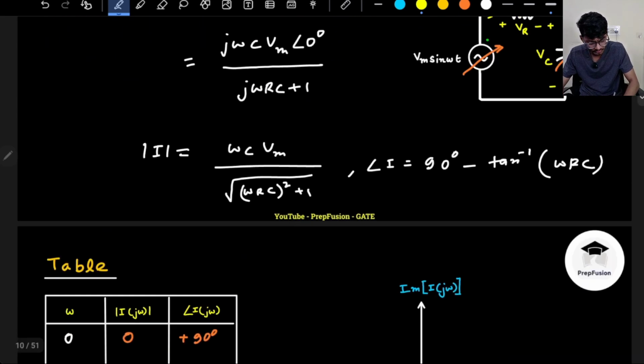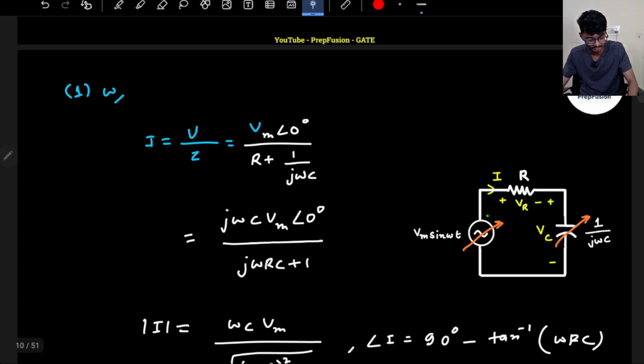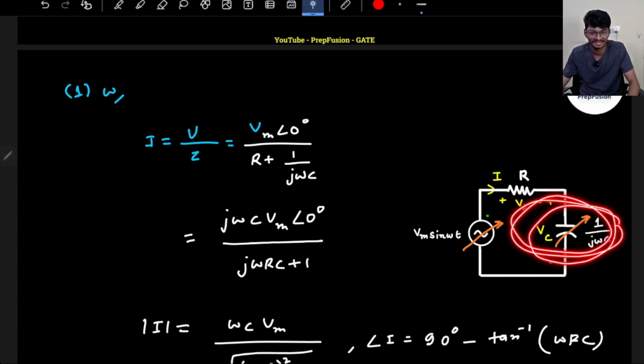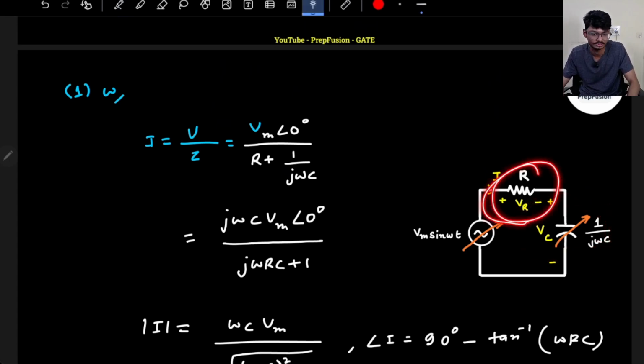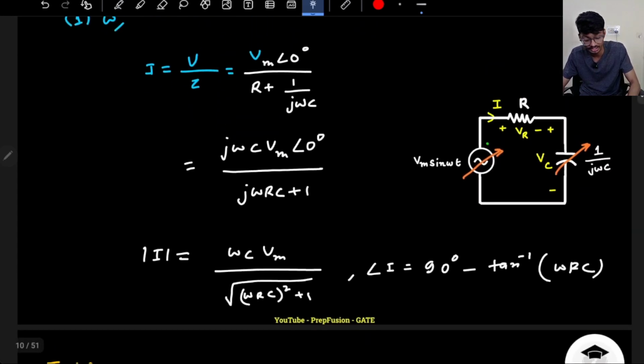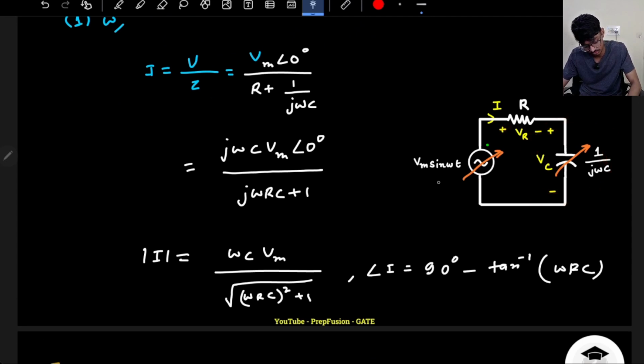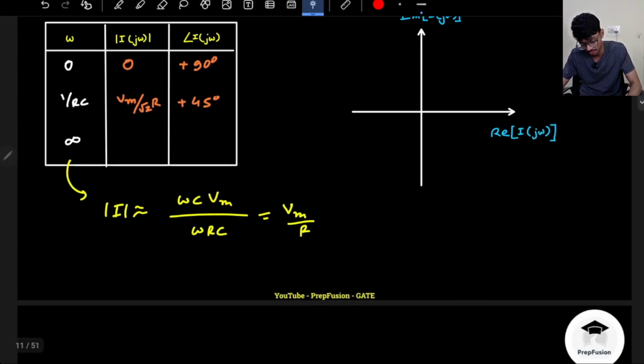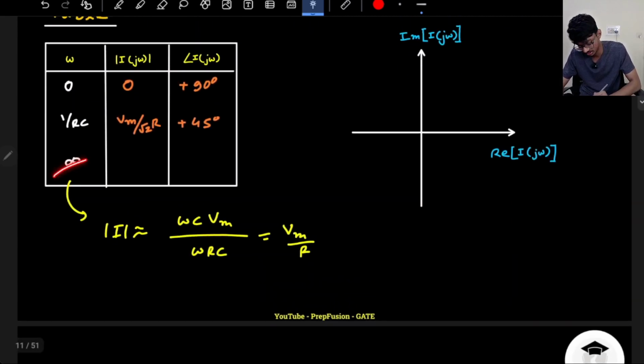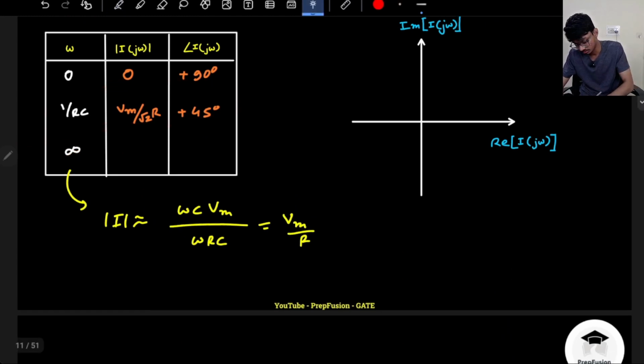So this will be Vm by R basically. Why? Intuitively, can you say this? At omega equals to infinity, what will happen? The capacitor will provide zero reactance. So of course, it will become a purely resistive circuit. That's why the current is simply Vm by R. Intuitively also you can understand at omega equal to 0, the capacitor will act as an open circuit, so no current will go. At omega equal to 0 this provides infinite impedance, so the current is basically 0. You can say this without going into calculations, but for the middle value you have to solve. So omega going to infinity will provide current to be Vm by R.